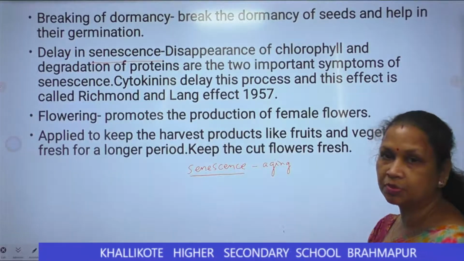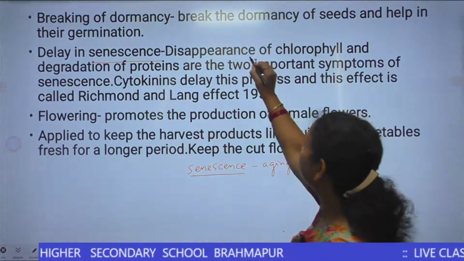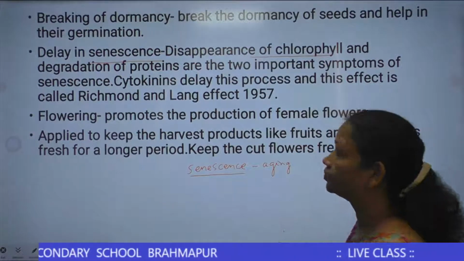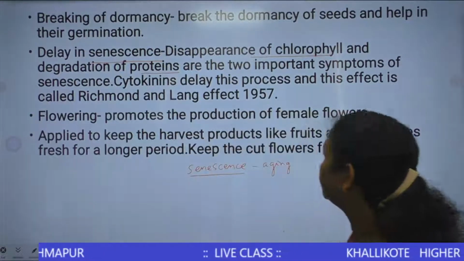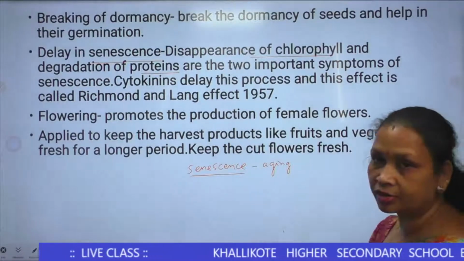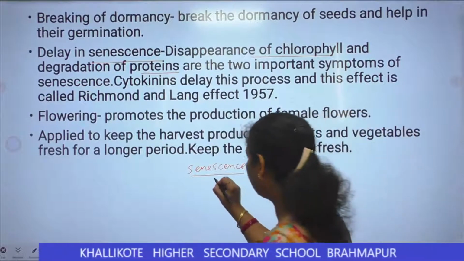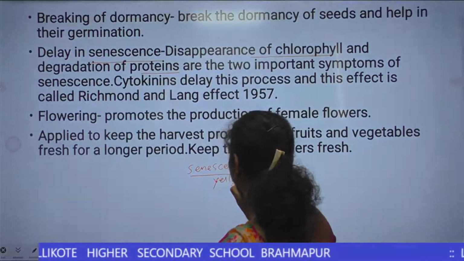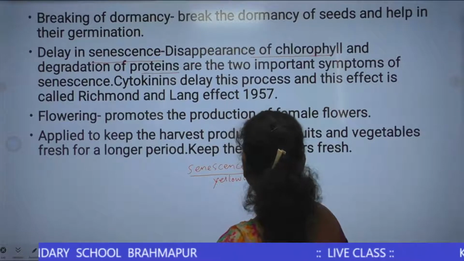Senescence is the process of aging in the plant body. So, how do we know that senescence is occurring in the plant? There will be certain symptoms of senescence that we can see. There will be rapid disappearance of chlorophyll and degradation of proteins, which are two important symptoms of senescence.